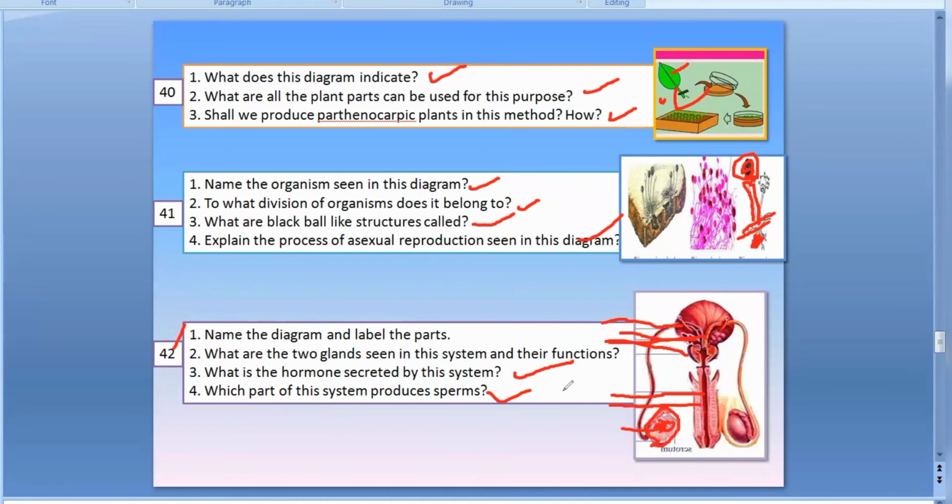What are the two glands seen in the system? Seminal vesicles and prostate glands, and Cowper's glands. Prostate glands and Cowper's glands we can see in this.